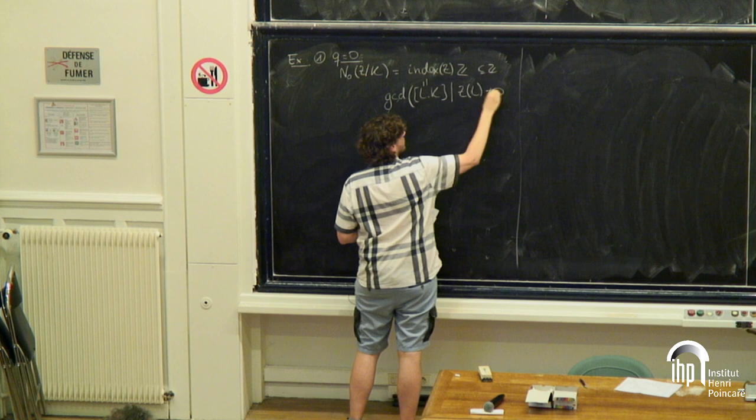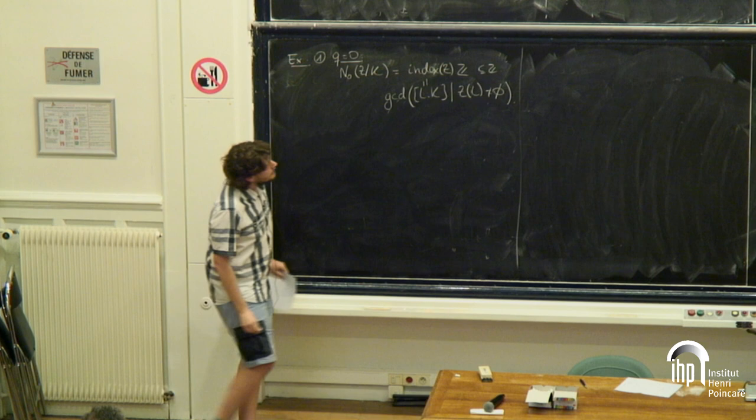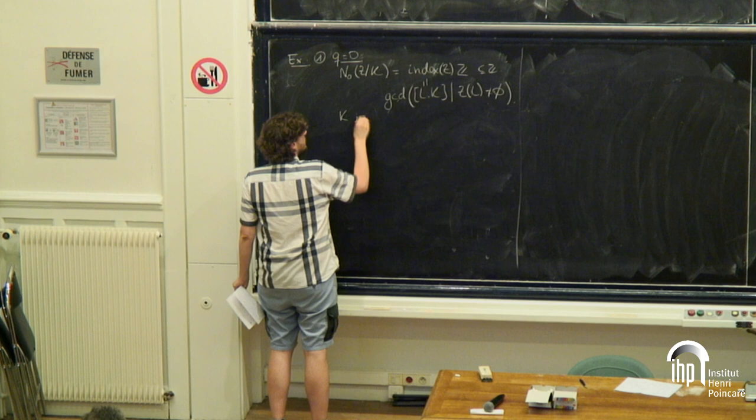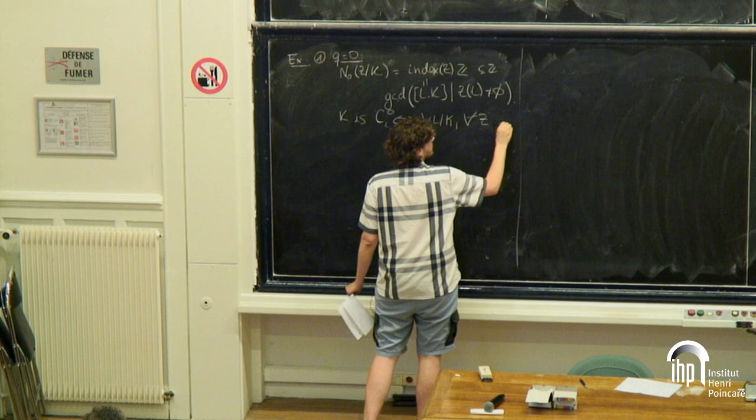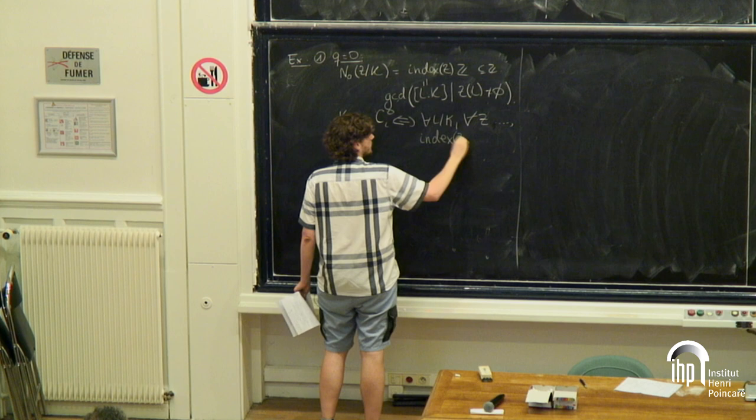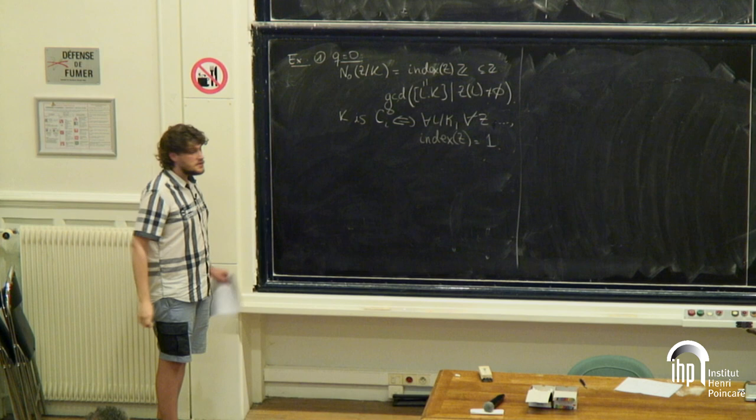So this is N0 of Z over K, and then if we look at the second definition, this means that K is CI0 if and only if, well, for any L over K, for any hypersurface Z with the conditions up there, then Z has index 1. Or if you prefer, it has a zero cycle of degree 1. So this means that this property is, of course, weaker than the CI property.